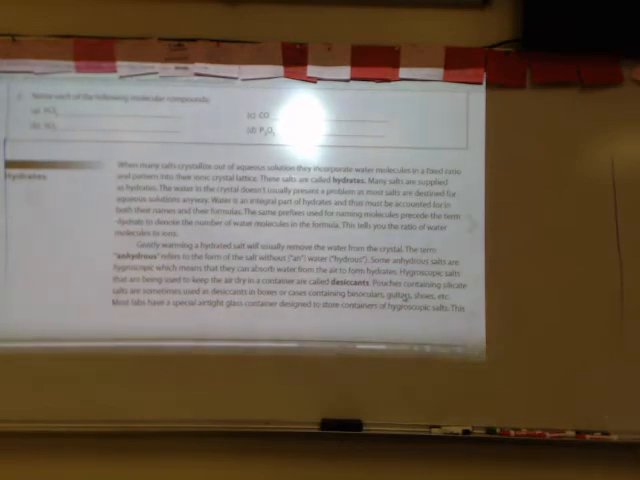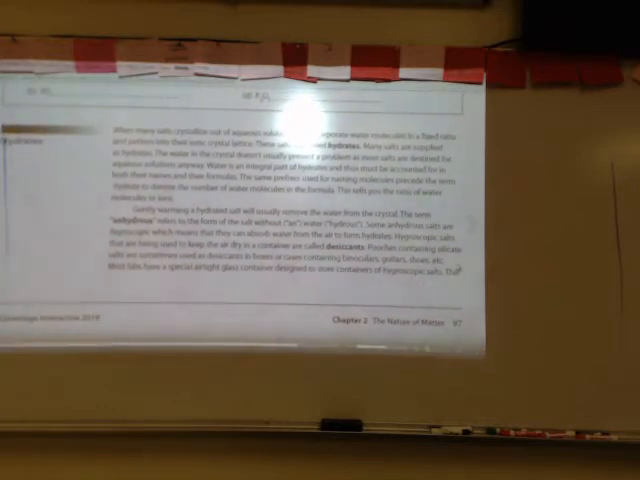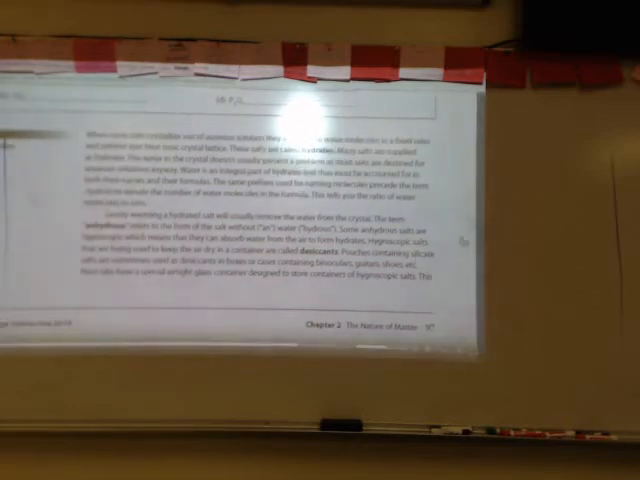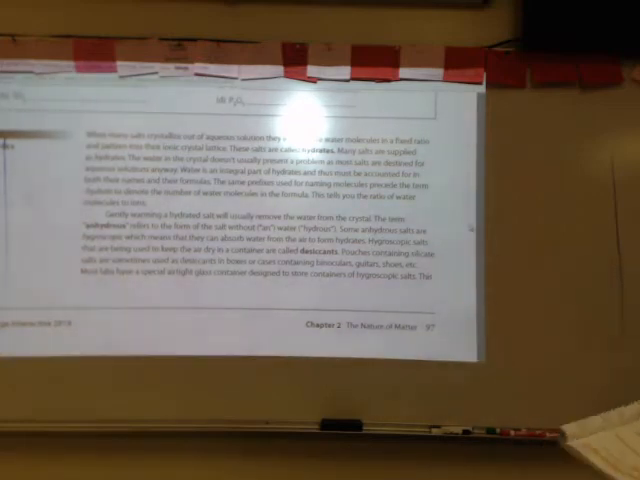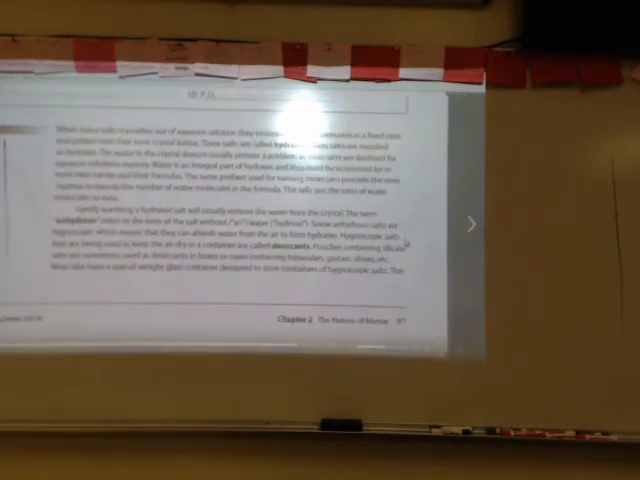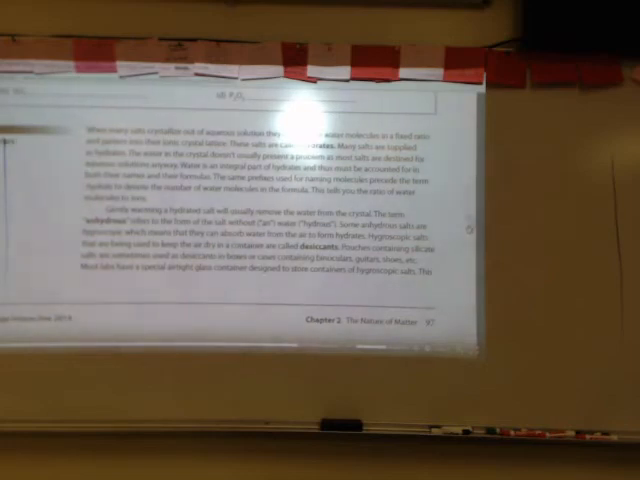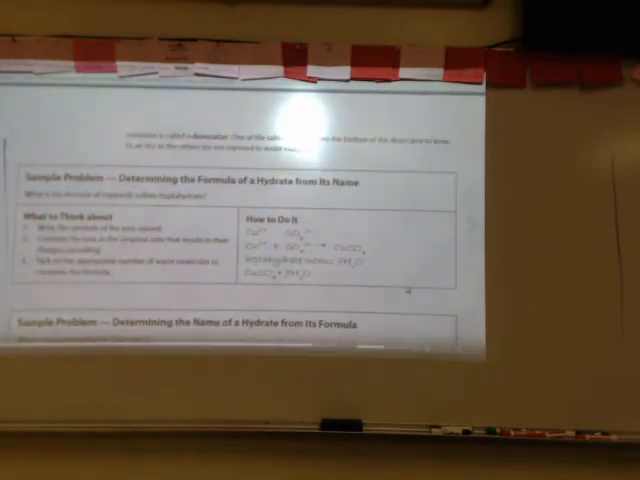Anhydrous would be a salt without water attached. Some anhydrous salts are hygroscopic, which means they absorb water from the air and they form hydrates. We often use hygroscopic salts to keep the air dry in containers. They're known as desiccants. And you'll see pouches with silicate salts in like shoe boxes or guitar boxes to absorb the water in the air to keep the air dry. A lot of labs have special airtight glass containers to store these hygroscopic salts. And let me show you on the next page what this looks like.